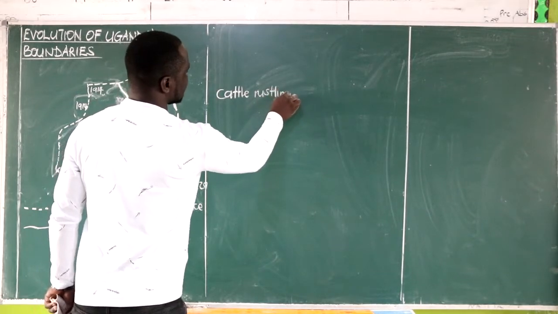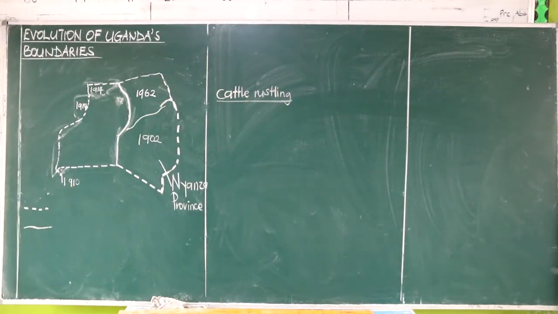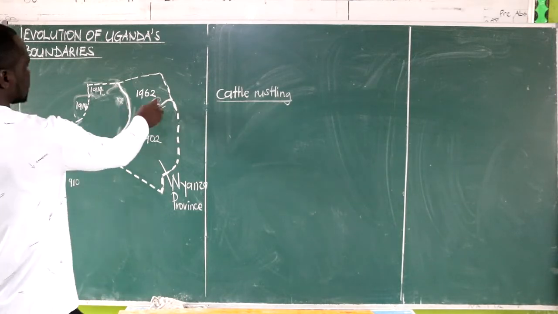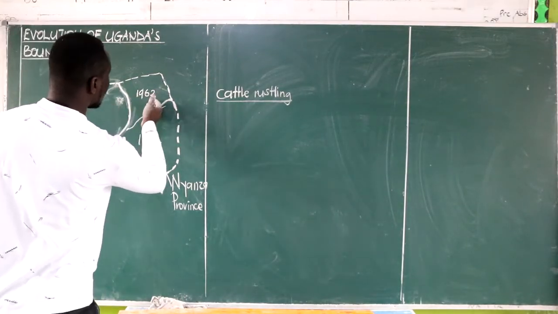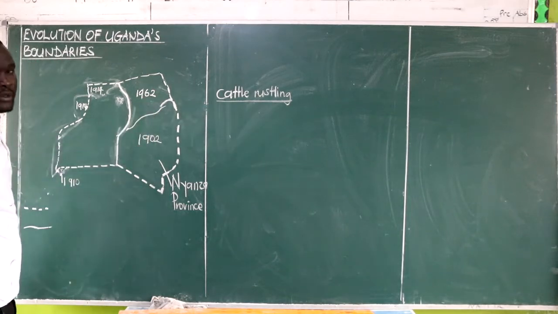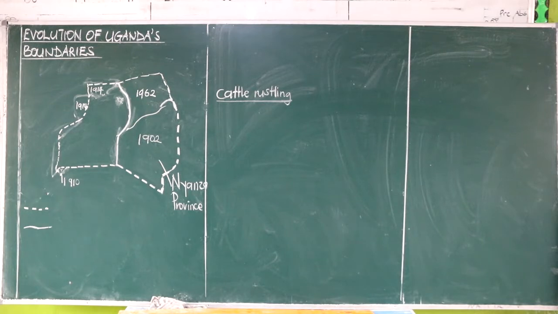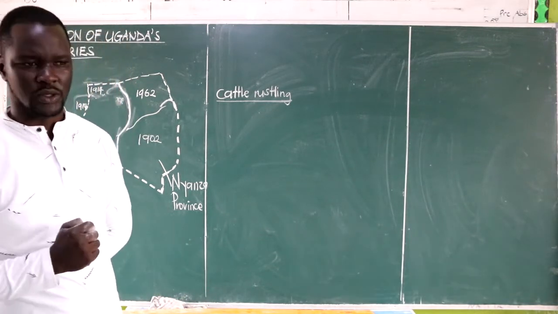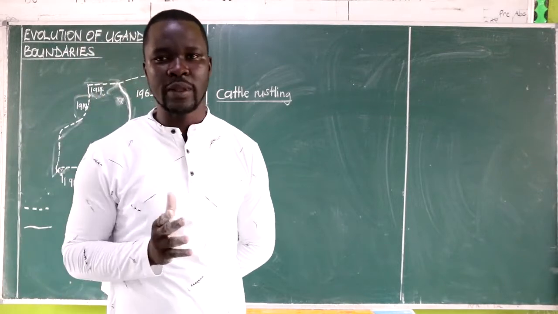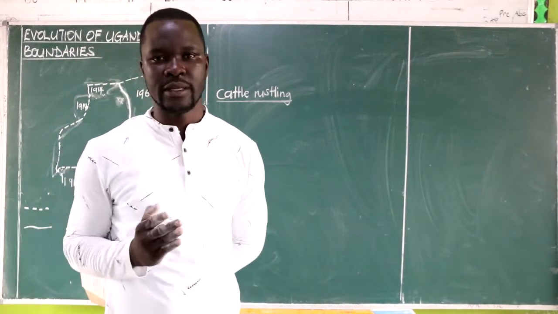Cattle rustling simply means the theft of cattle, meaning that these communities could keep on attacking each other. The Karamojongs could cross to Turkana land, stealing the cattle from there. The other ones would also cross to Karamoja land to steal also the animals from there. And that is what we call cattle rustling. So to calm or to stop that problem from happening, they had to fix a border, a boundary.